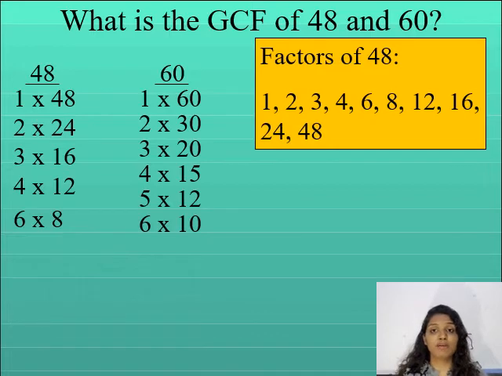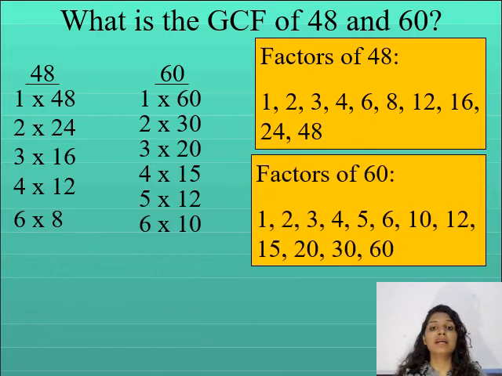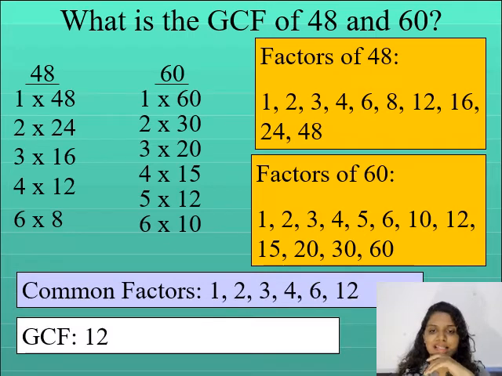So the factors of 48 are there on your screen. Factors of 60 are there on your screen. Select the common ones. Select the greatest common factor. So I think the greatest common factor which I can see is, yes, it's 12. So our GCF is 12.